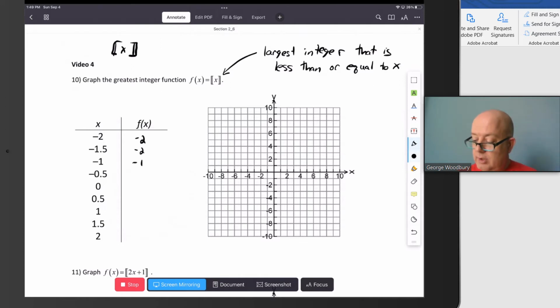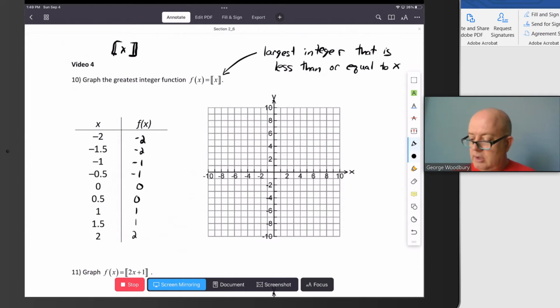-0.5 would also have a function value of -1, and then it's going to jump up when we get to 0, stay at 0 until we get to 1, stay at 1 until we get to 2, and so on. So the way this graph looks is actually like a step function.